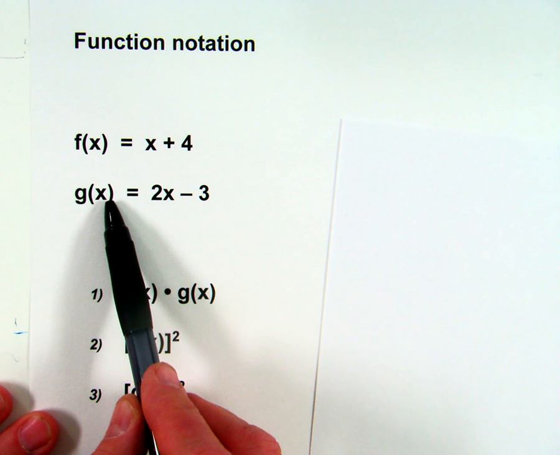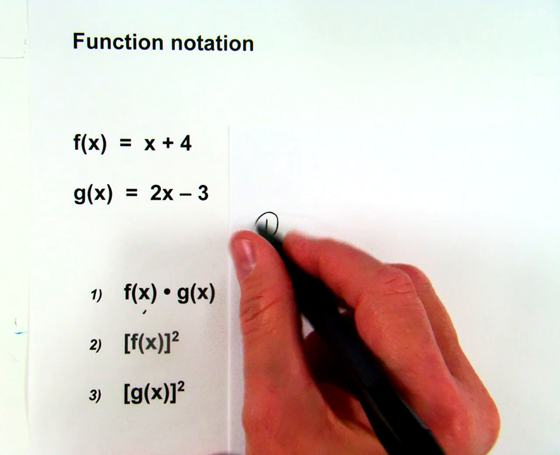Our first assignment here is to do f of x times g of x. Okay, f of x times g. Well, what's f of x? Oh, well, f of x is x plus 4. And then I'm going to multiply it by g of x. Wait, I got to multiply all of x plus 4 times g of x.